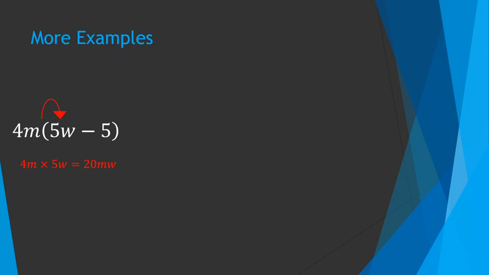Then the next thing we're going to do is follow the second arrow, which is to multiply 4m with 5. And that should give us 20m. Then we drop down this plus or minus symbol, which is a minus, and then we drop down the other two.